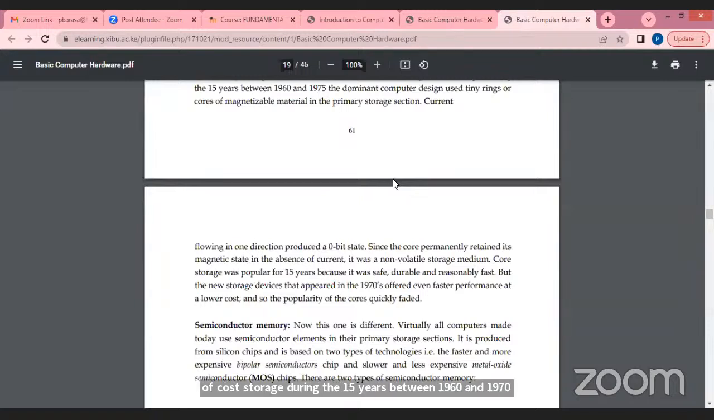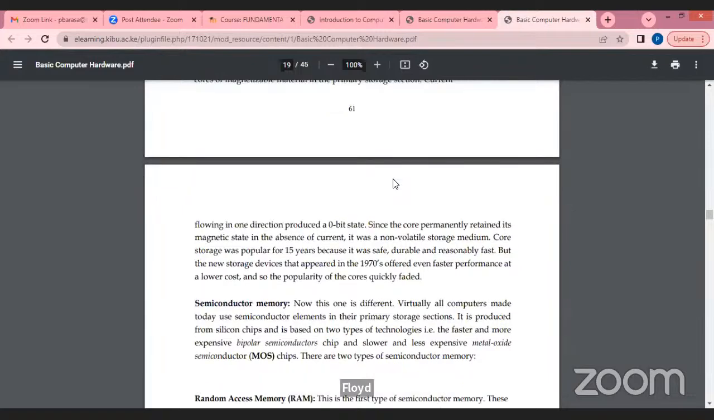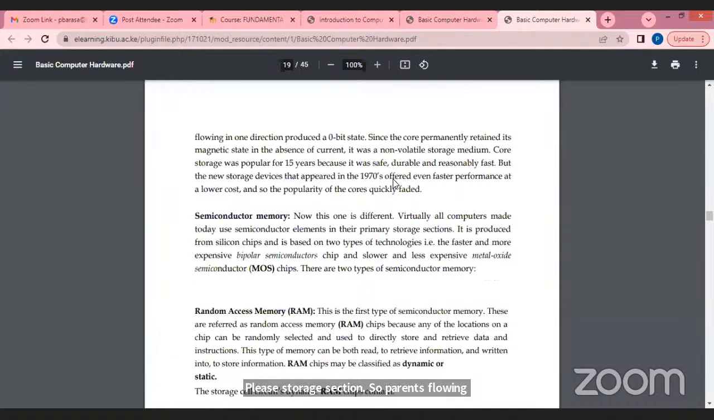So core storage was popular for 15 years because it was safe, durable, and reasonably fast. But the new storage device that appeared in the 1970s offered even faster performance at a lower cost, and so the popularity of the cores quickly faded.